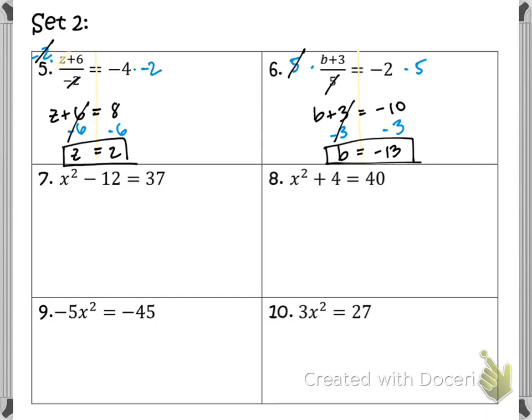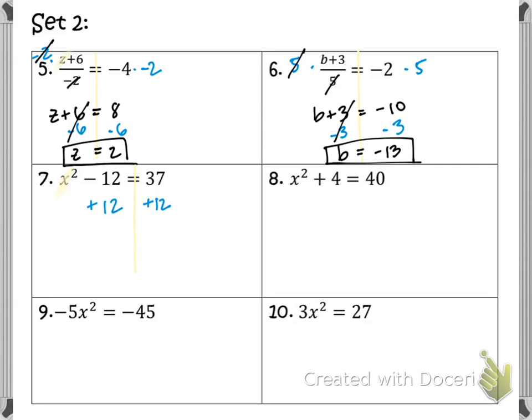All right, number 7. So I have x squared minus 12 equals 37. So for this equation, if I want to get x by itself, I need to go ahead and remove that minus 12. So I'm going to do the opposite of subtraction. That's going to give me plus 12 for both sides.